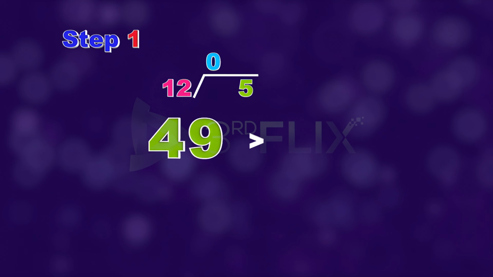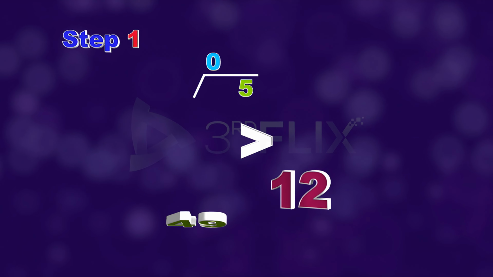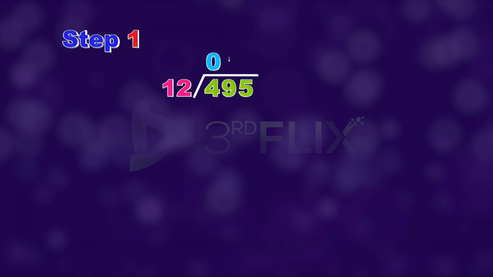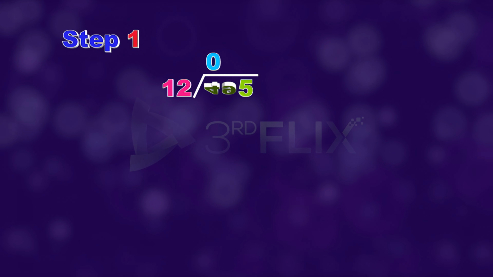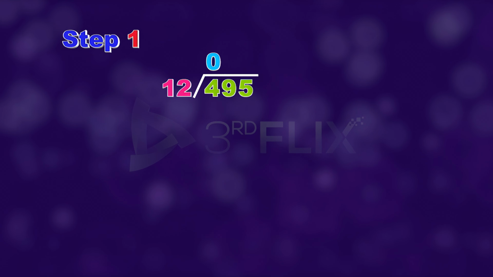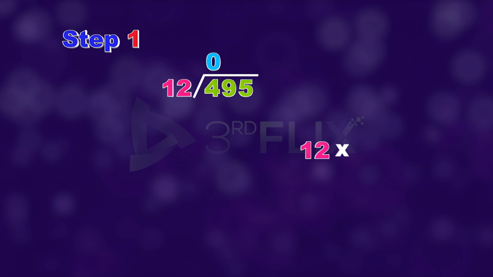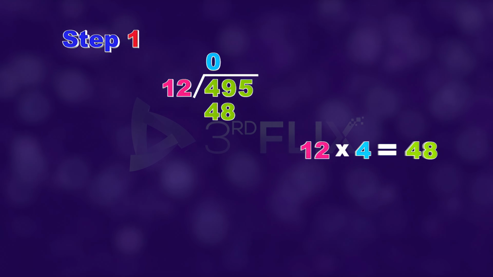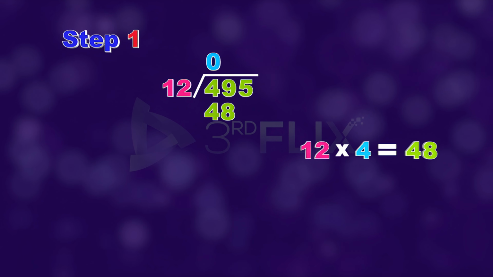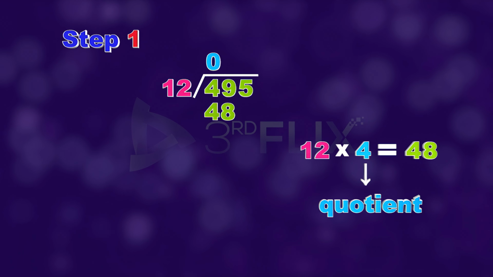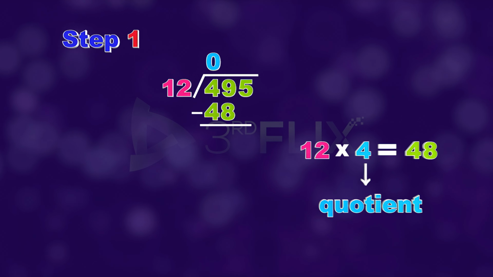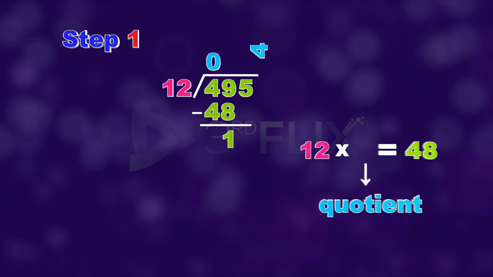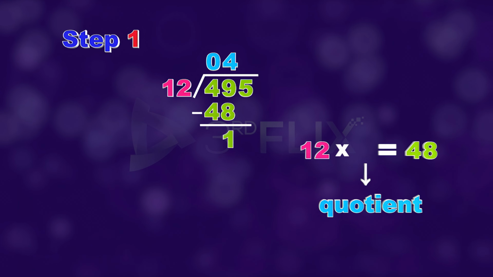Now, 49 is greater than 12. The quotient will begin at tens place. So, divide 49 by 12. 49 divided by 12 gives quotient as 4 and remainder as 1. Write 4 at the tens place in the quotient.